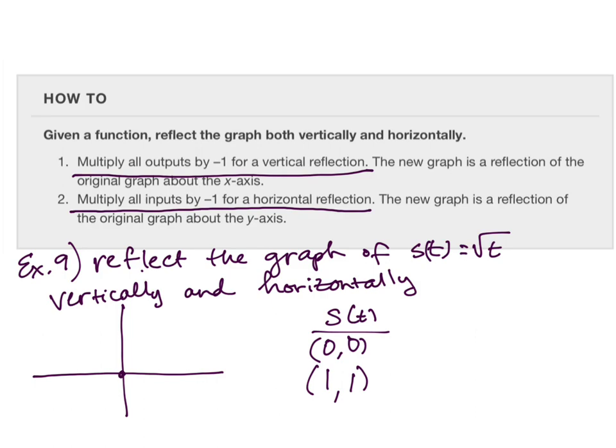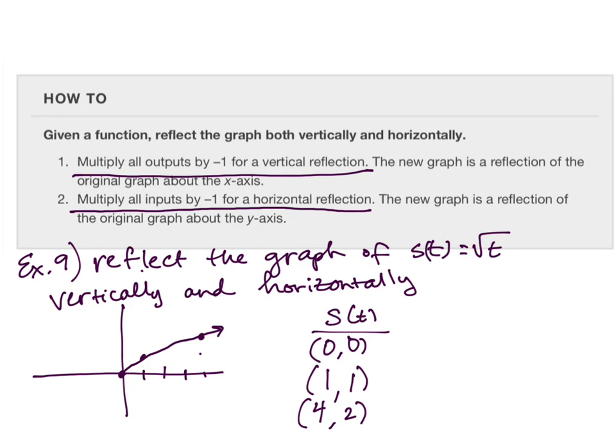No, it's decimally. Skip to 4. 4 is the next perfect square. So if I input 4, I output 2. We should be able to plot that particular function. 1, 1, and 4, 2. Do y'all recognize this as s of t? As a square root function? Okay. Now, it wants us to reflect this thing vertically and horizontally.